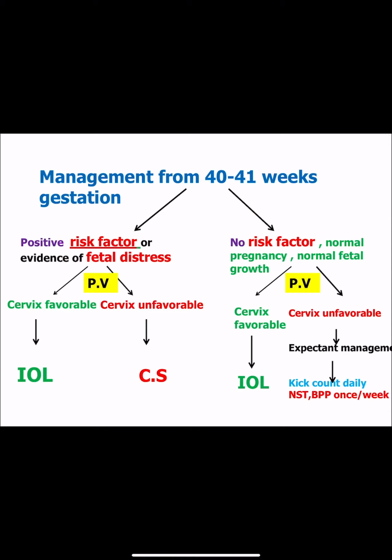On the other hand, if there is no risk factor, there is a normal uncomplicated pregnancy with normal fetal well-being and normal fetal growth, again we do PV examination. If the cervix is favorable, we do induction of labor even if there is no risk factor. But if the cervix is unfavorable and it is a normal pregnancy with normal fetal well-being, we do expectant management. By expectant management, we keep the patient on daily kick count, and we do a non-stress test and biophysical profile once per week. If these tests are abnormal, we do induction of labor. Otherwise, if normal, we can continue pregnancy.